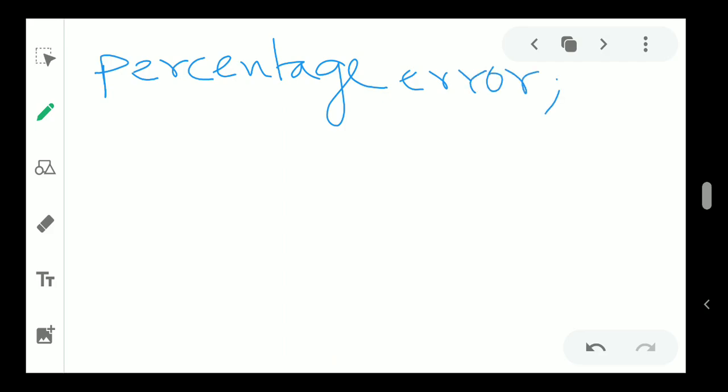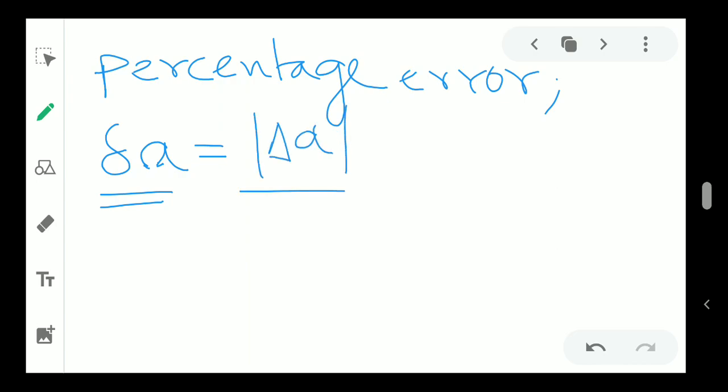Something else is also there, which is called percentage of error. Percentage of error is basically the same thing, but you have to multiply your relative error by 100. My percentage of error is denoted like this, and I have taken the notation from your NCERT book. You write your relative error, that is this much, into 100. Whatever comes will be your percentage of error.